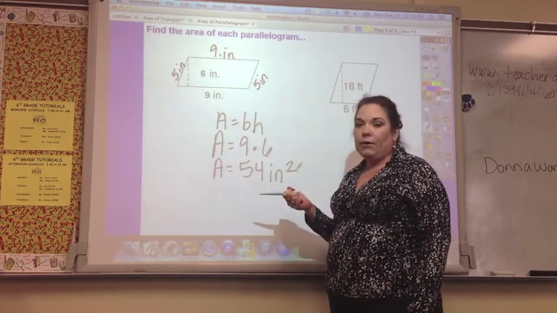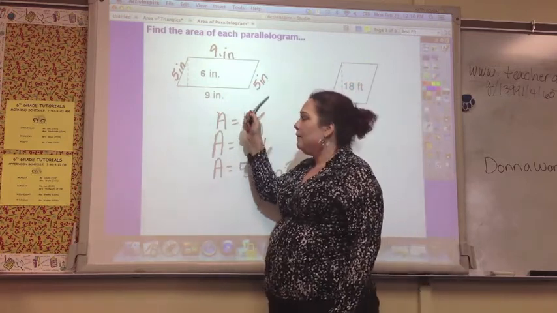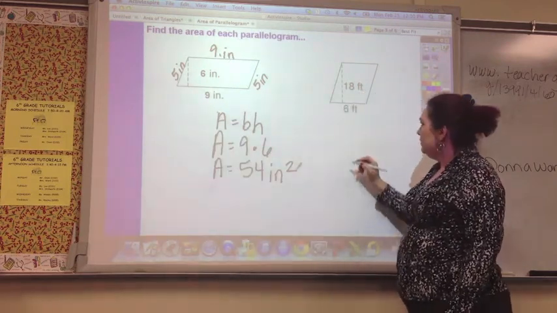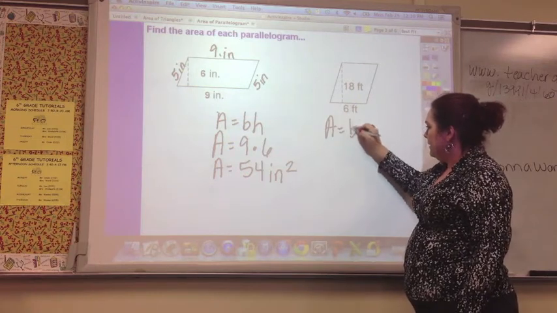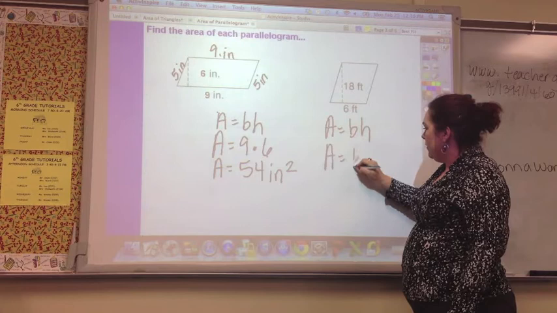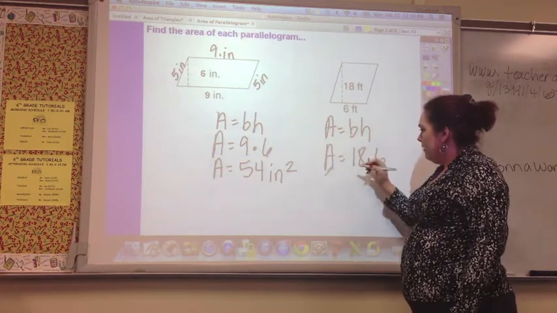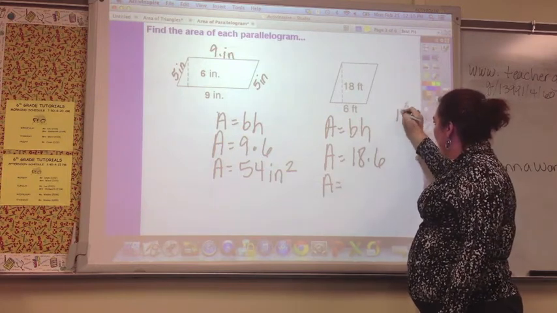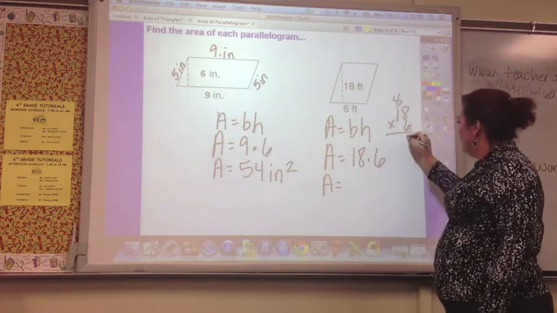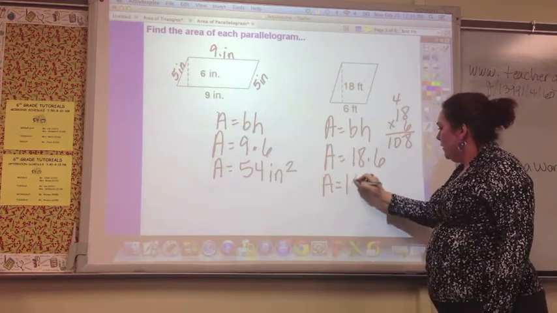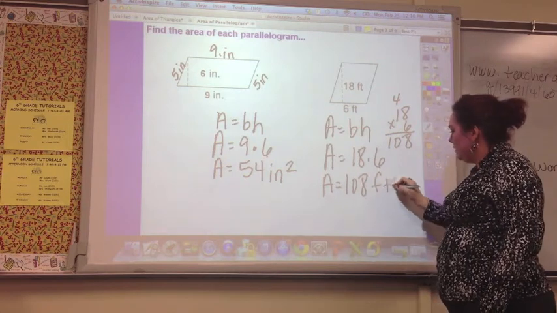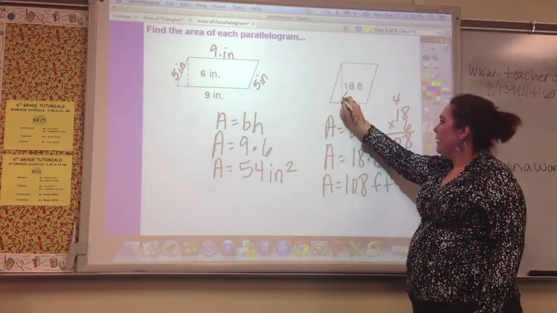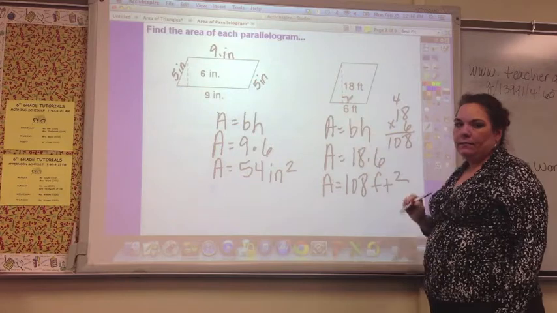Now, if you were going to find the perimeter, you would do the same thing as you would for any other figure. You'd add up the sides, and that's where the 5 inches would come in. So for this one, the area would equal base times height. The area would equal 18 times 6. And I don't know my 18s by memory, so I'd have to come over to the side and multiply it out. 108, and that's feet squared. And remember, this height is perpendicular, at a right angle, to the base.